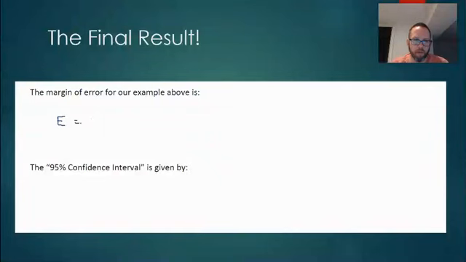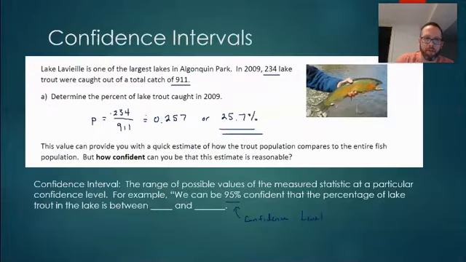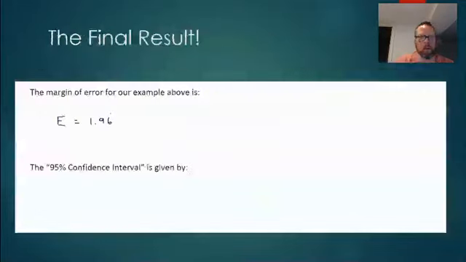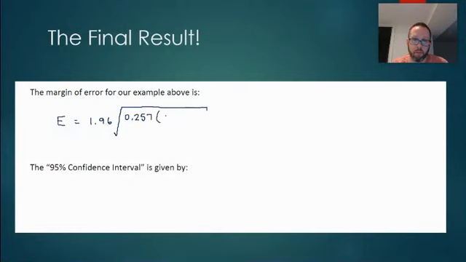Margin of error. Our z-score, because we're doing a 95% confidence interval, just look it up. 95%, you're going to use z equals 1.96, times root of P, and we'll use the decimal value here, 0.257, times 1 minus 0.257, divided by the sample size. So maybe you want to do this in a couple steps. Maybe you're comfortable on your calculator, you can do it more quickly. It's totally up to you. But take a moment and do that. And I'm going to do it too.